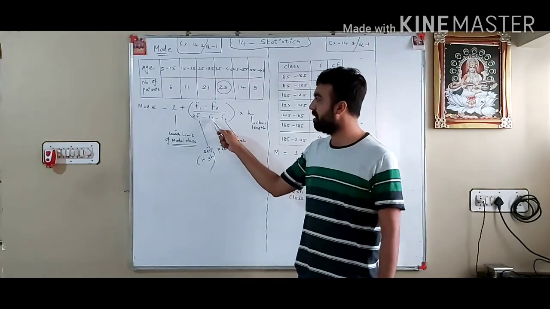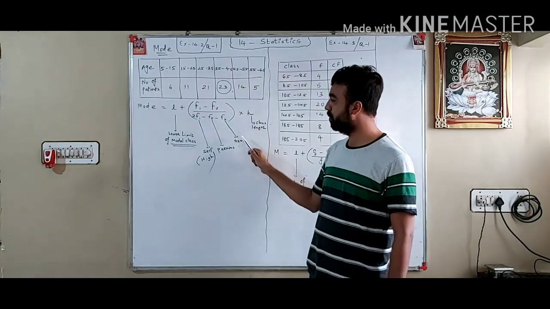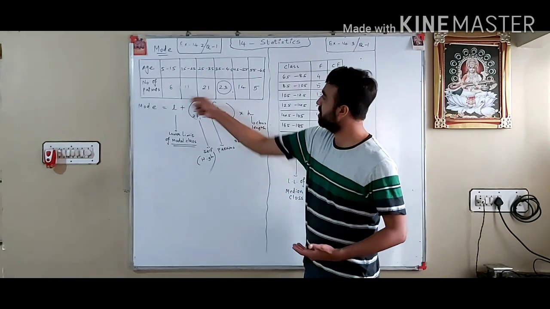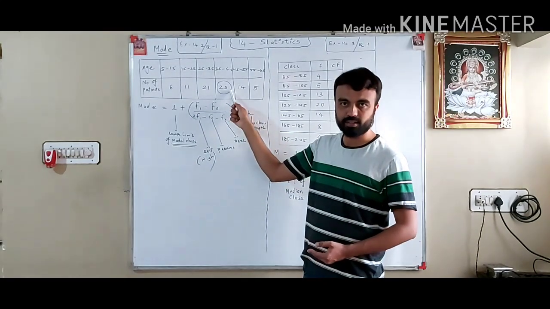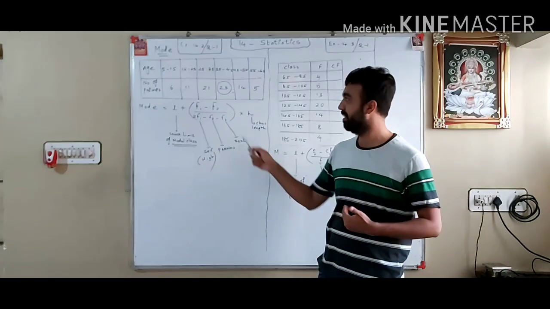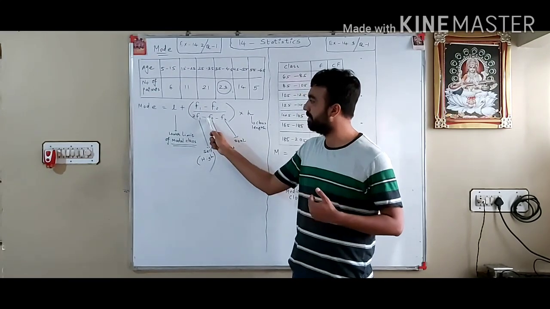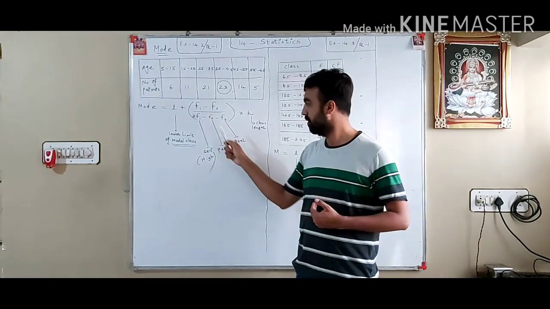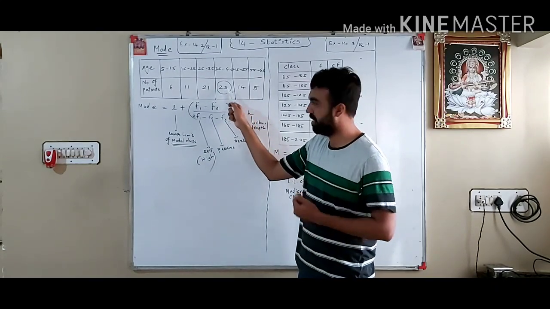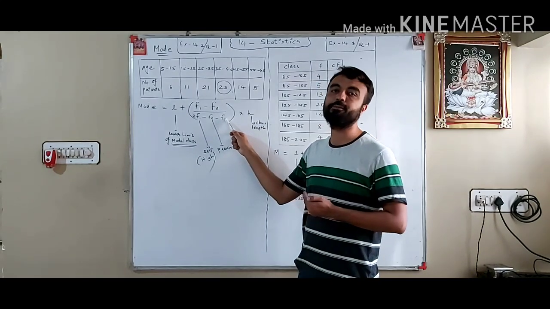Then I had written F0 as previous, and F2 as next. If the highest is 23, which is the previous to 23? Before 23, that is 21. So 21 is your previous, your F0. What is next to the highest? This one, 14. So 14 will be your F2.